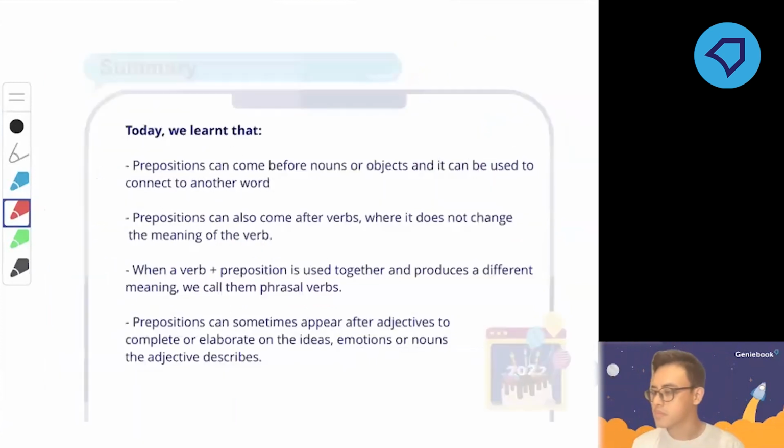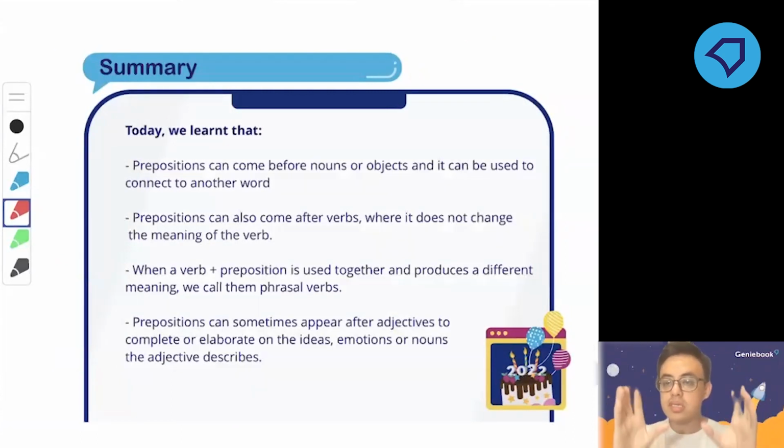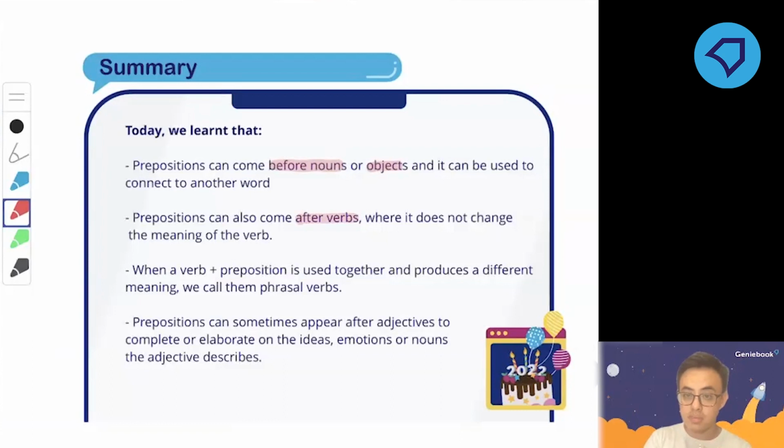Why hot? Okay, so today we learned a few things. Just going to go through a summary of what we learned. Prepositions tell us 3 things, right? What do they tell us? They tell us the direction, they tell us the place, they tell us the time. Prepositions can come before nouns or objects, and it can be used to connect to other words. Prepositions can also come after verbs, where it does not change the meaning of the verb.